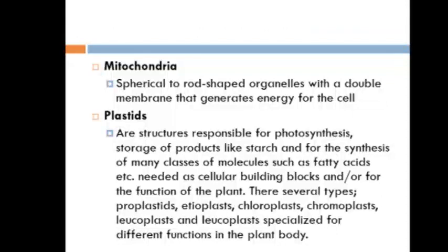It does synthesis of fatty acids. Also needed as cellular building blocks and for the function of the plant. Pia katika kama building blocks, yani kuweka ile structure vizuri ya plant, for the function of the plant. There are several types. Kuna several types za plastid. Kuna proplastids, kuna etioplast, chloroplast, chromoplast, na nani kile moja tulizikava.